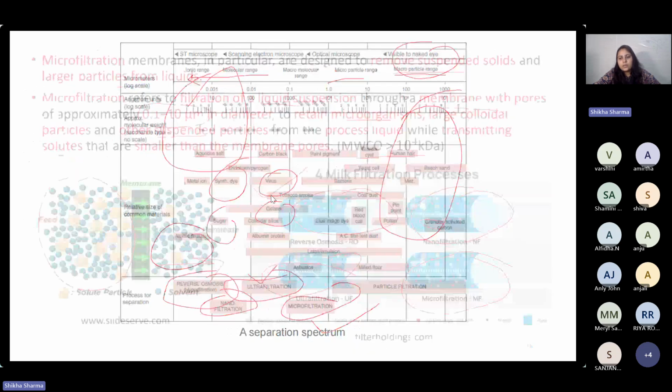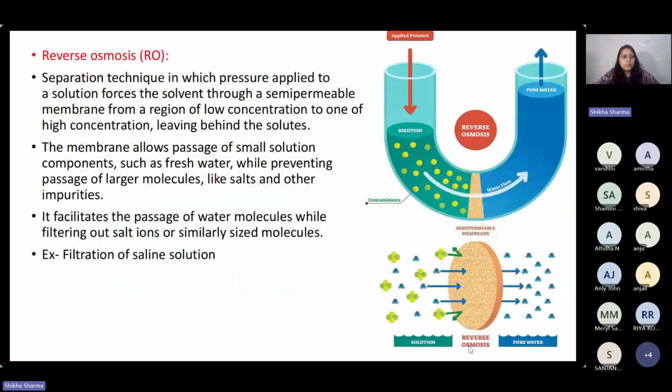Now let's discuss in brief the reverse osmosis process. Reverse osmosis is basically a separation technique in which we apply pressure to a solution. Because of the pressure we are applying, the solvent will pass through the semi-permeable membrane.